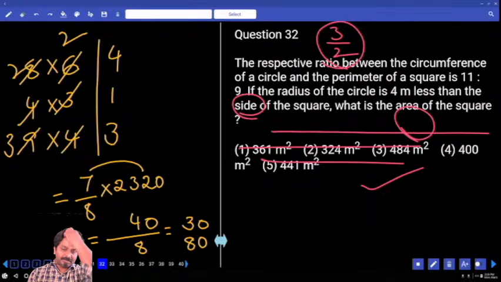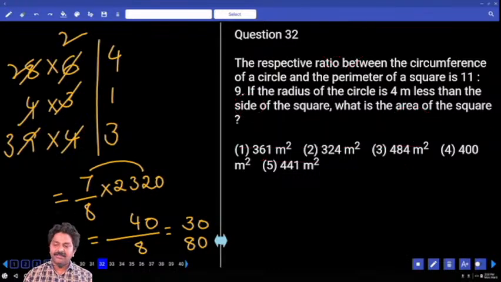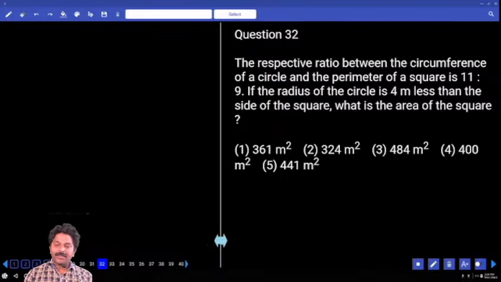Next. The ratio between the circumference of the circle and the perimeter of the square is 11:9. If the radius of the circle is 4 centimeters less than the side of the square, what is the area of the square? So the perimeter of the square is 9 parts. That means 4a is equal to 9 parts only.